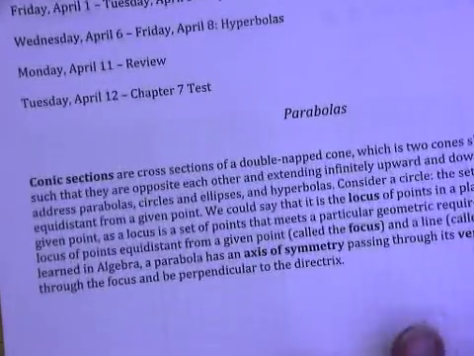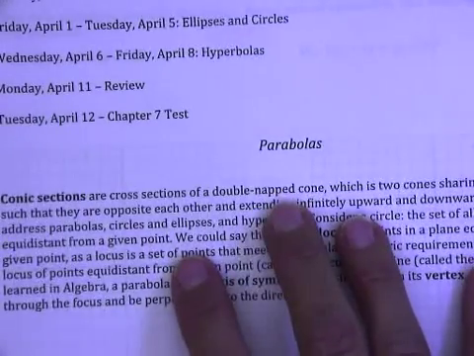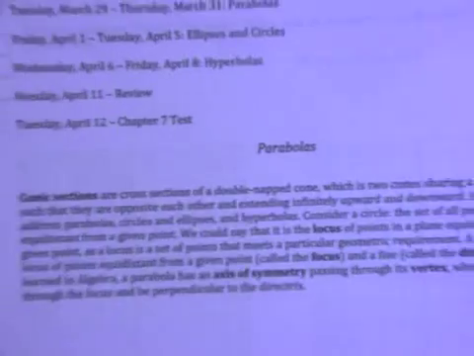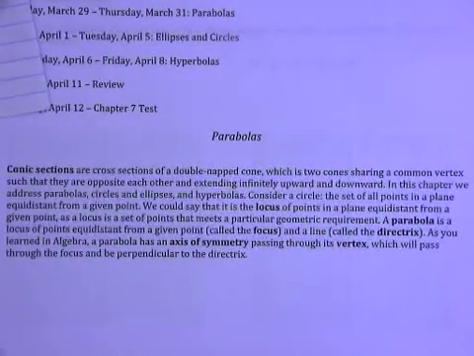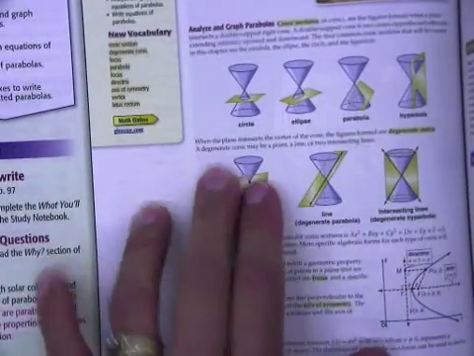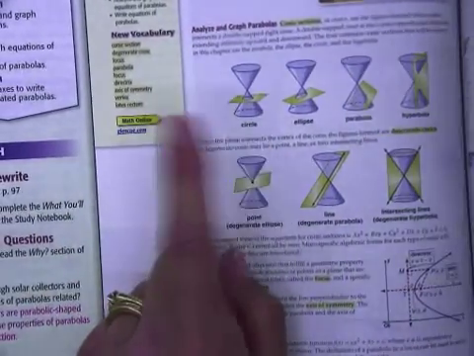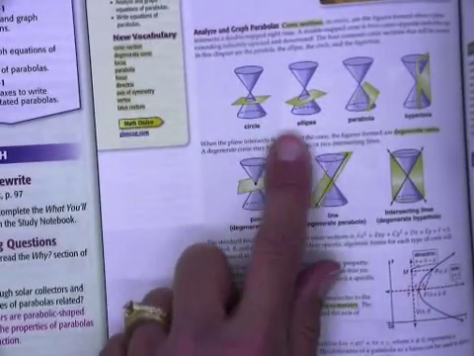In Chapter 7, we're looking at conic sections, and in this blurb I've given you, I describe how the conic sections are cross-sections of a double-napped cone. But if you don't know what that looks like, let me show you. The book has this illustration of two cones kind of sitting end to end, and if a plane passes through it perfectly horizontal, I get a circle.